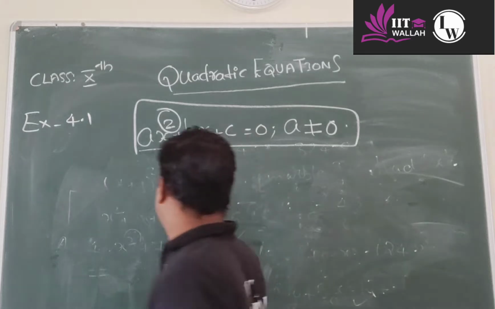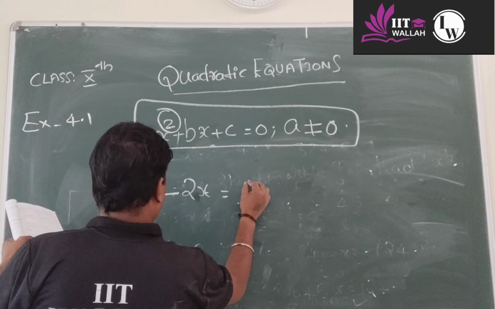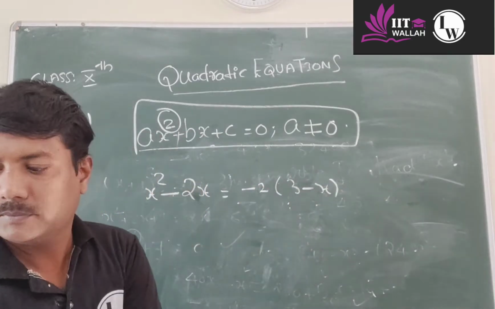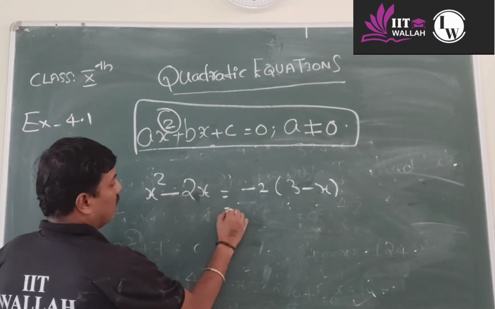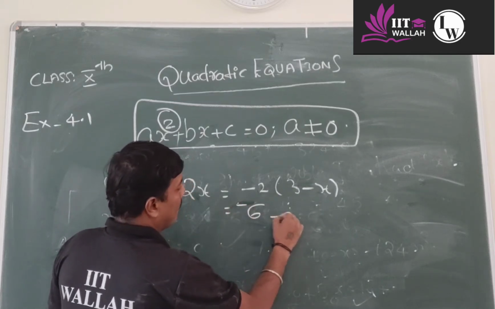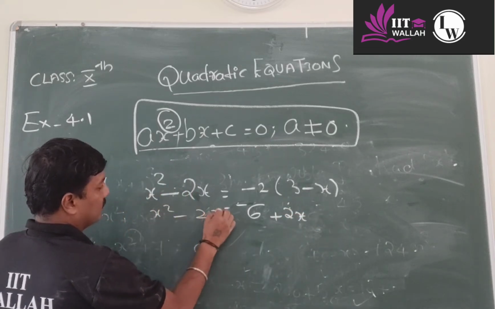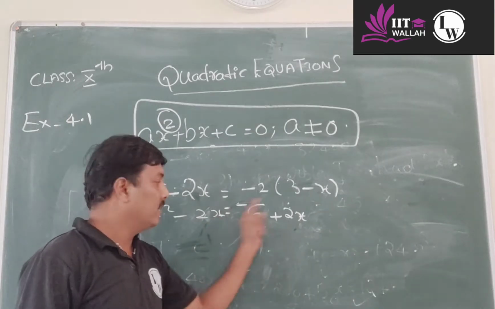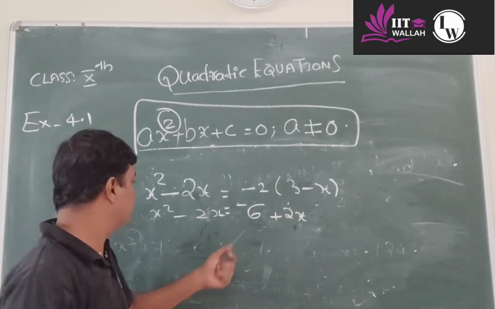Next one, x square minus 2x. X square minus 2x is equal to minus 2 into 3 minus x. Okay, now open this, it will be 6 minus 6 plus 2x. X square minus 2x. Here you cannot cancel 2x and 2x because this is plus 2x, this is minus 2x. So you cannot cancel it.